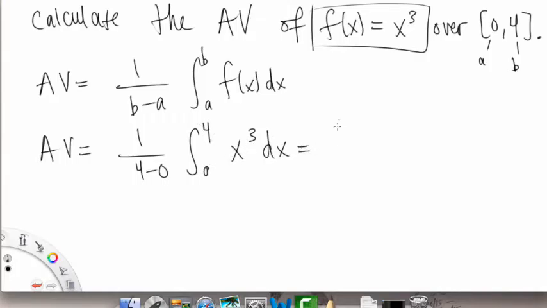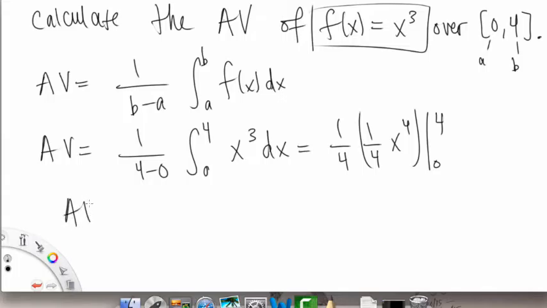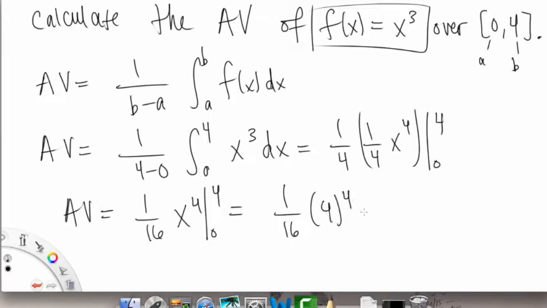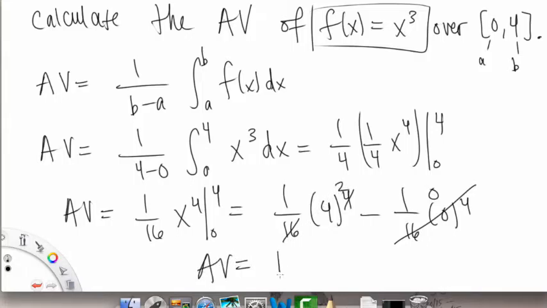Okay, so let's continue here. We get a 1 over 4, and then when we integrate, we get x to the fourth over 4, evaluated from 0 to 4. So the average value is equal to 1 over 16 times x to the fourth, from 0 to 4. When we plug in 4, we get 1 over 16 times 4 to the fourth, minus 1 over 16 times 0 to the fourth. That term goes to 0, and this one becomes 4 to the second power, which is 16. So our average value is ultimately going to be 16 for this function over the given interval.